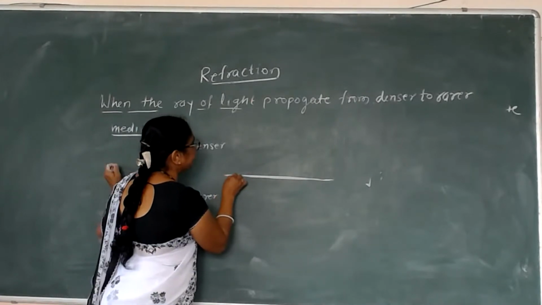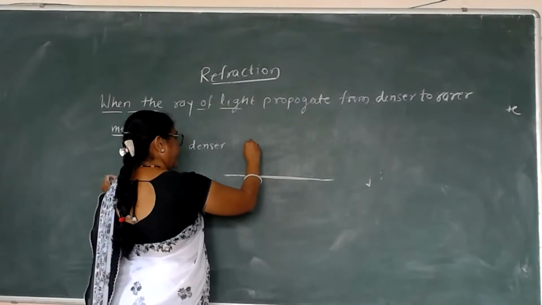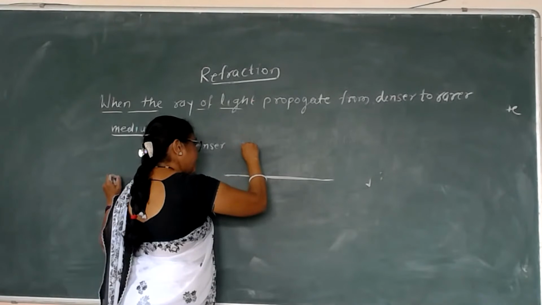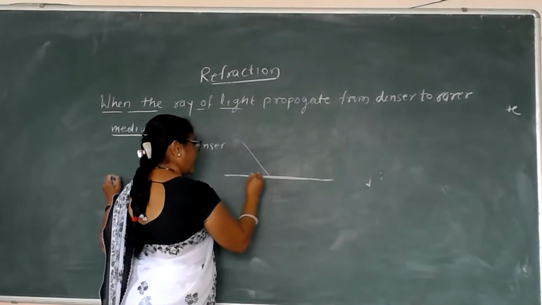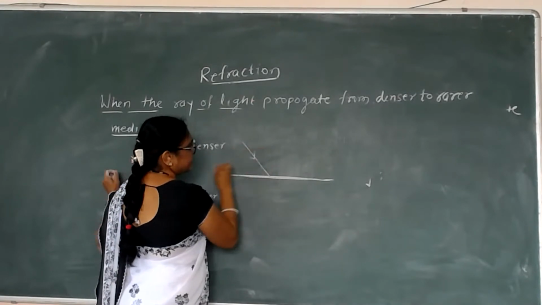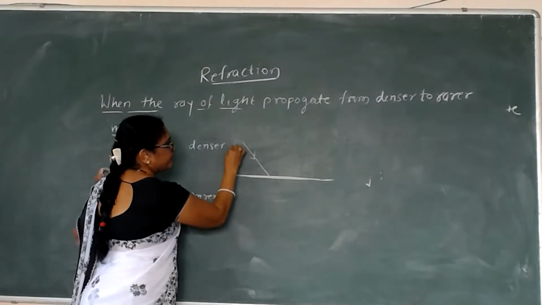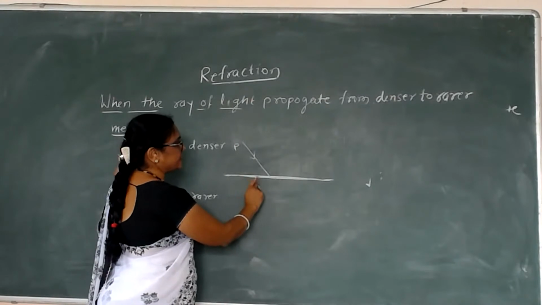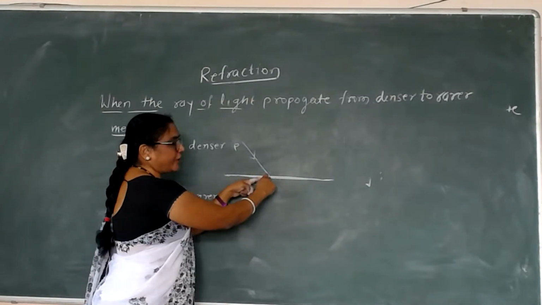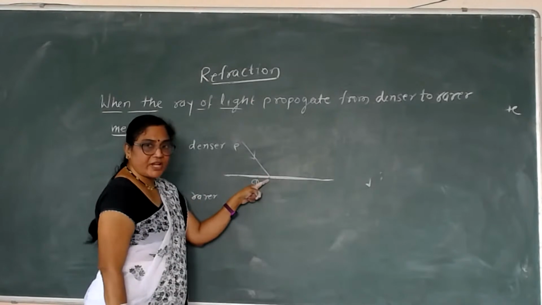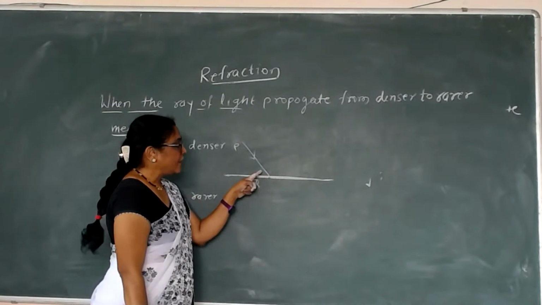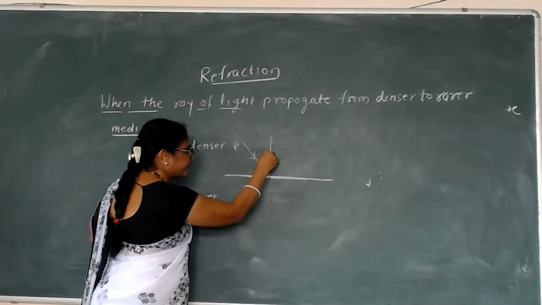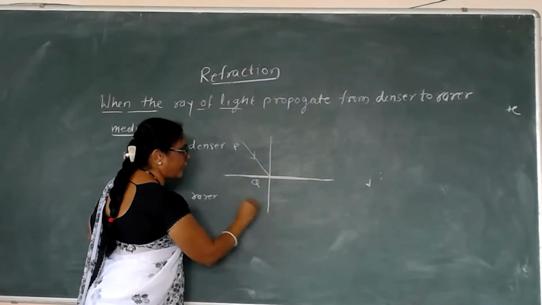So take the incident ray. An incident ray is a ray of light which is incident on the plane surface. That ray is known as the incident ray. Suppose PQ is the incident ray, which is incident on the surface obliquely. Then this point is known as the point of incidence. Draw a straight line at the point of incidence. This ray is known as a normal ray.